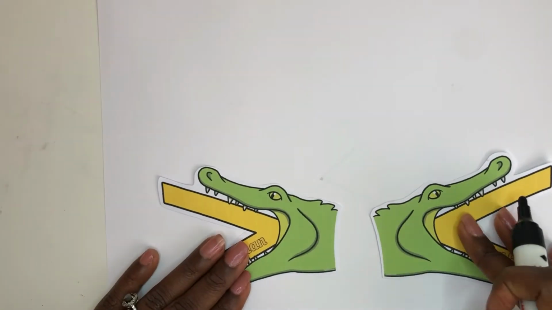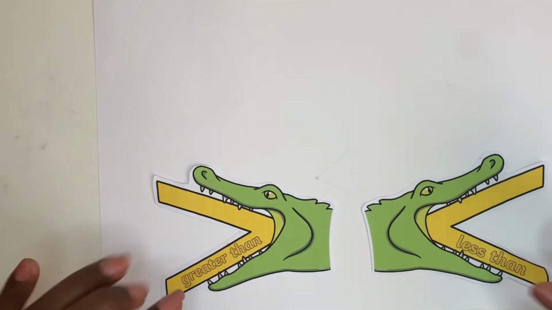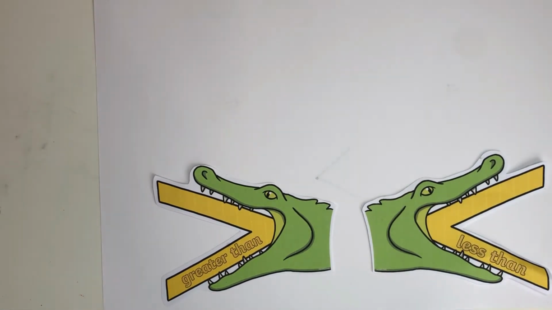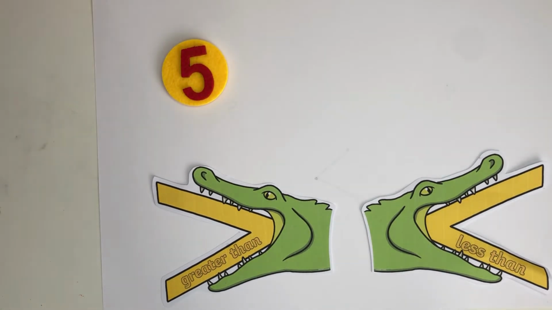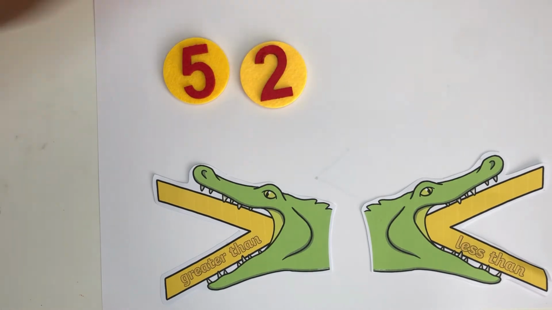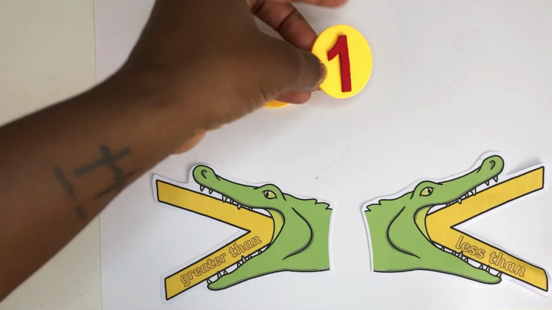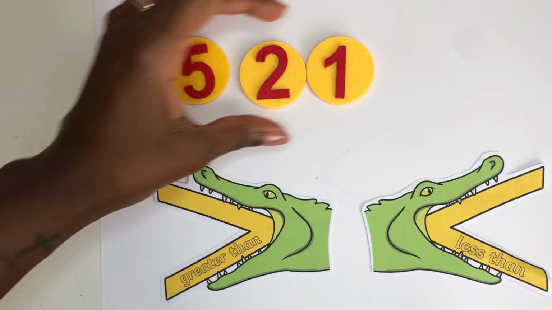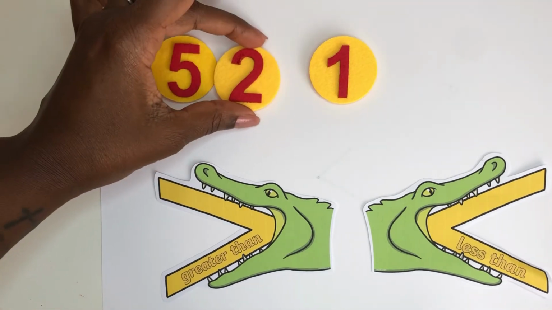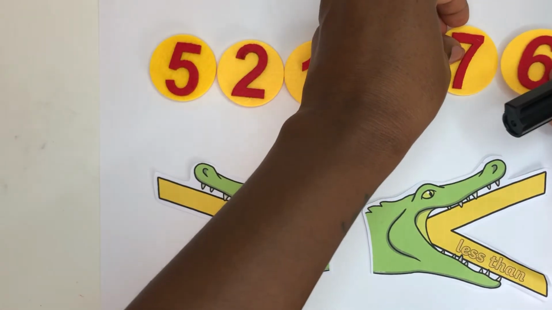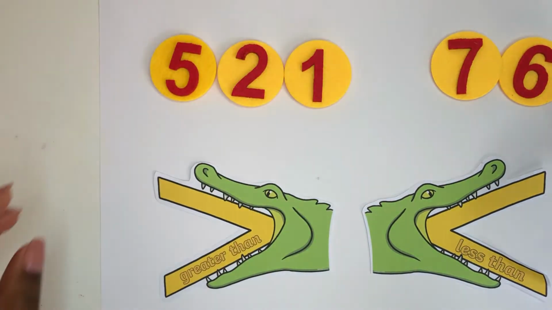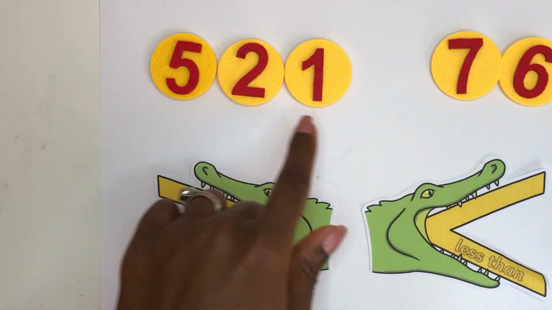Our next one, which signs are we going to use? Are we going to use the greater than or our less than? We're going to move on to some 3-digit numbers. So I've got 521 on one side, and on the other side I've got 76. So I've got 76 and 521.